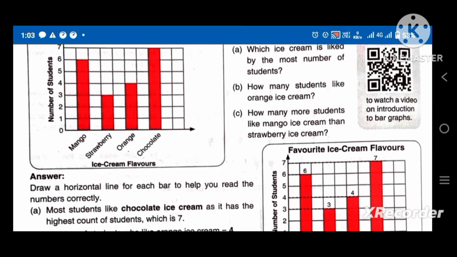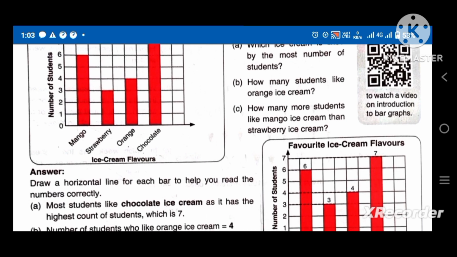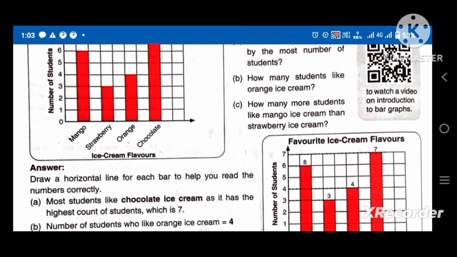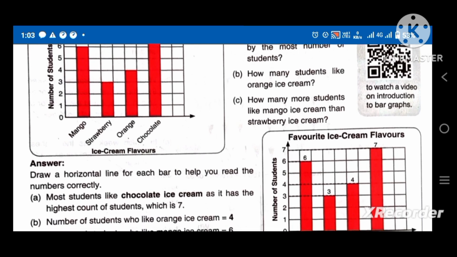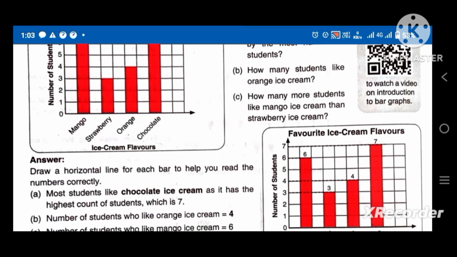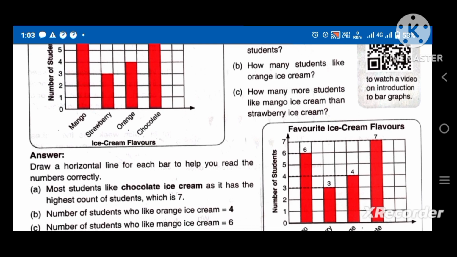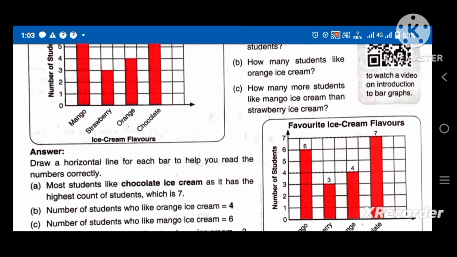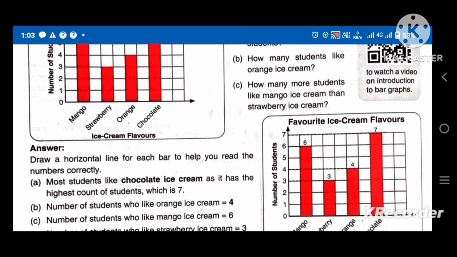A. Which ice cream is liked by the most number of students? Chocolate ice cream. B. How many students like orange ice cream? 4 students. C. How many more students like mango ice cream than strawberry ice cream?